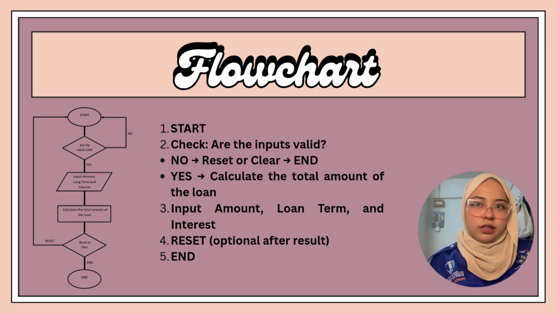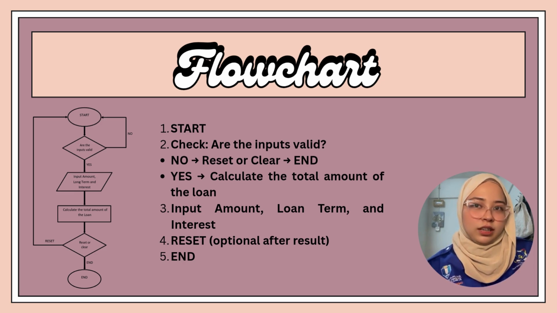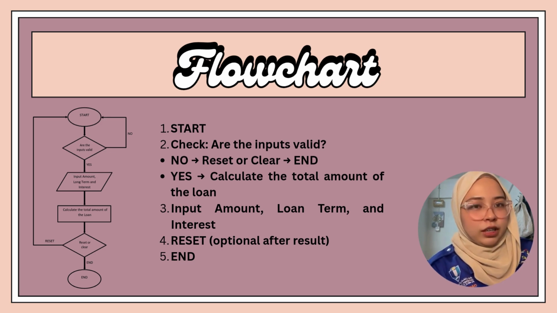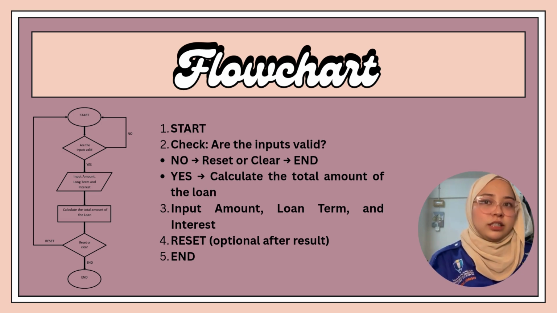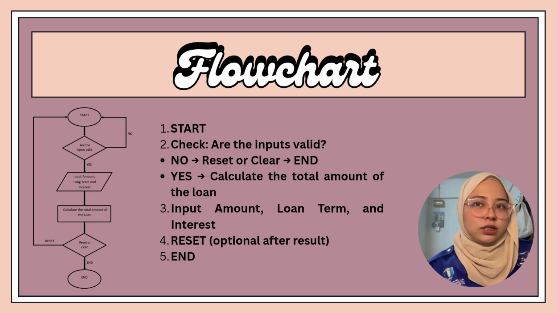So today I would like to explain about the flowchart of the program for our amortization calculator program, which outlines the logical steps for the application to follow. So the flowchart starts with the start node indicating the beginning of the program. Next, the user is required to input three key values, which are the loan amount, the loan term, and the interest rate. These values are essential for the program to carry out the amortization calculation.